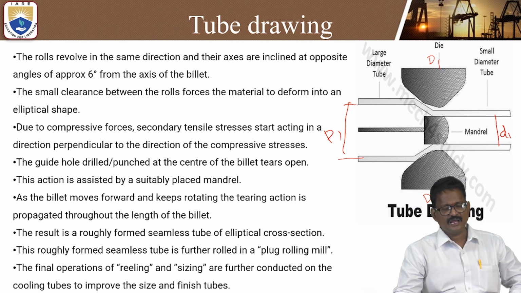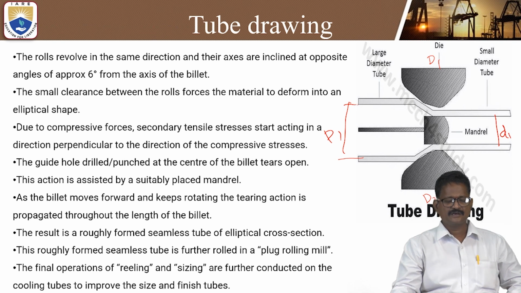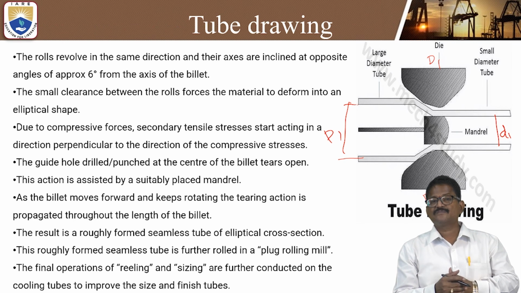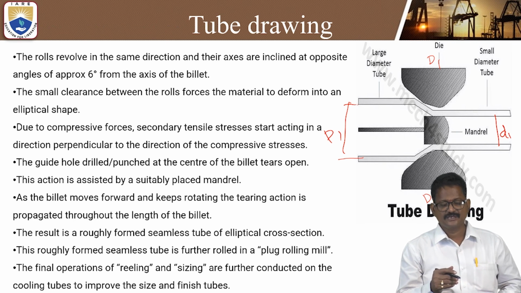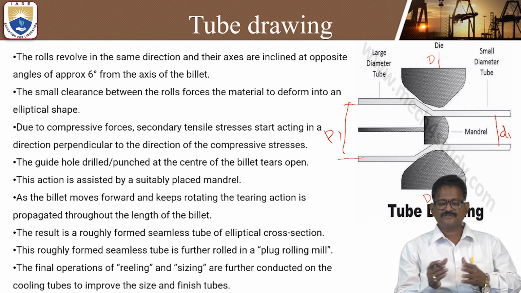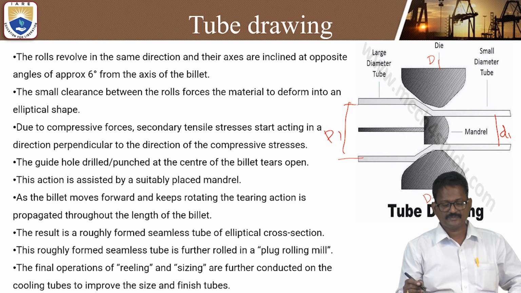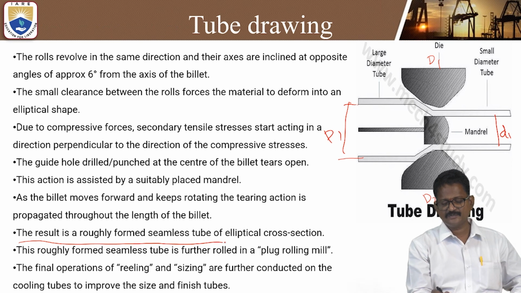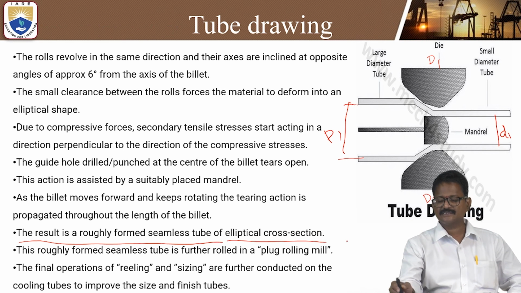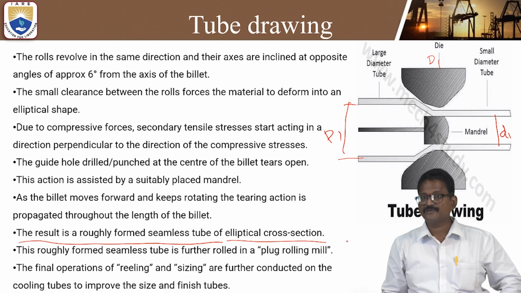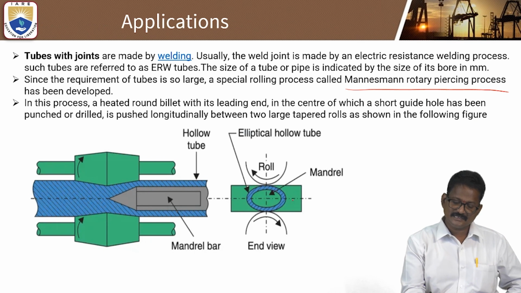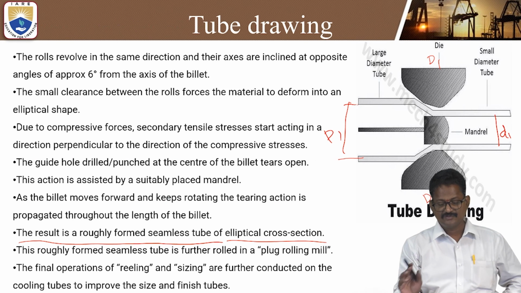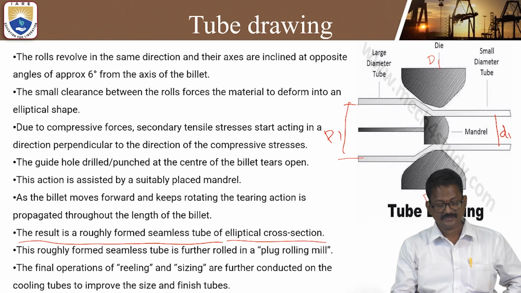As long as the billet moves forward and keeps rotating, some tearing action takes place, so that the length of the billet can be improved properly. The result is a roughly formed seamless tube with an elliptical cross section. How can we perform this elliptical cross section, and this is a rectangular cross section. This concept is also applicable in the tube drawing process.